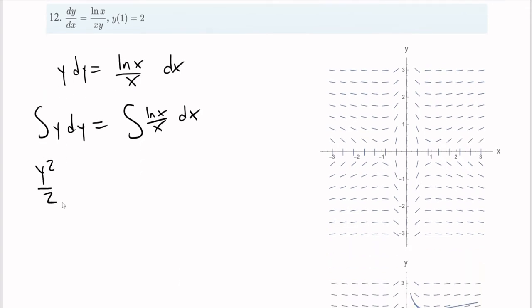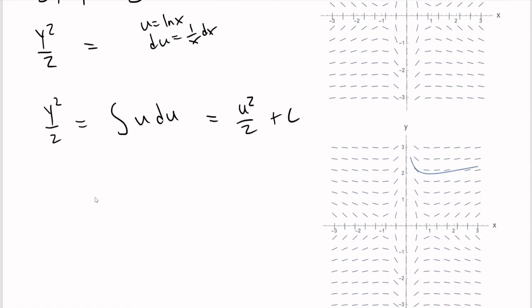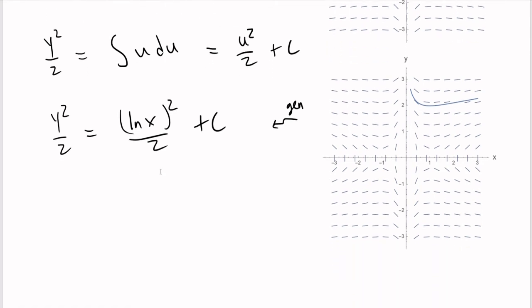y squared over 2. And then the other side, we actually have to do a little u sub here, right? u is ln x, du is 1 over x. So then we can plug back into the integral, see what we get. So this would be the integral of u du. We can do that. That's going to be u squared over 2 plus c. Okay. And then we got to go back to x's, right? y squared over 2 equals, and then that's going to be natural log x squared over 2 plus c. So this right here is our general solution. It's a whole bunch of them.